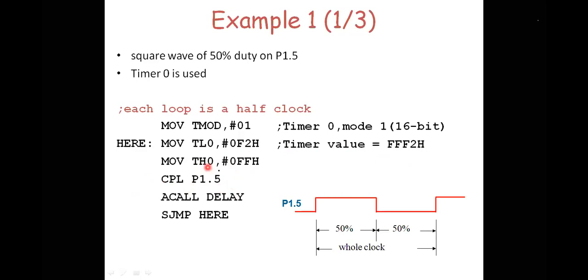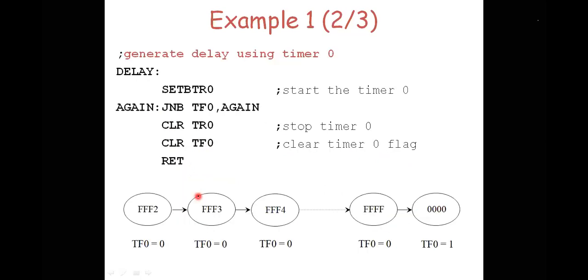Every time, you are calling a subroutine. So when you are calling a subroutine, you are writing the delay function by using timer 0. In the delay function, what you are doing: set bit TR0, you are running the timer. You keep on monitoring the TF0 bit. When TF0 bit is 0, the timer will be in the running state only. So it is going from FFF2, FFF3, FFF4 and so on up to FFFF. When it rolls over from the maximum value to the minimum value, TF0 becomes 1. So this condition is not satisfied.